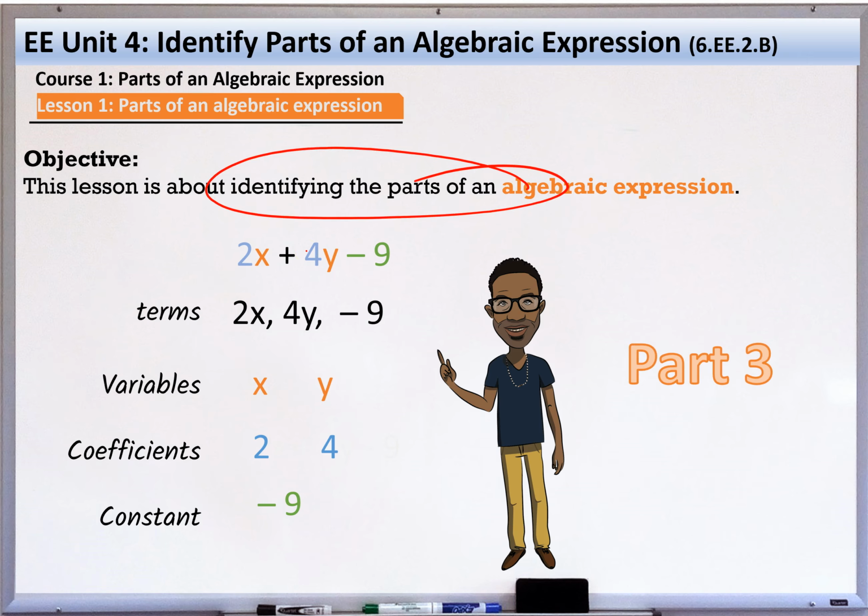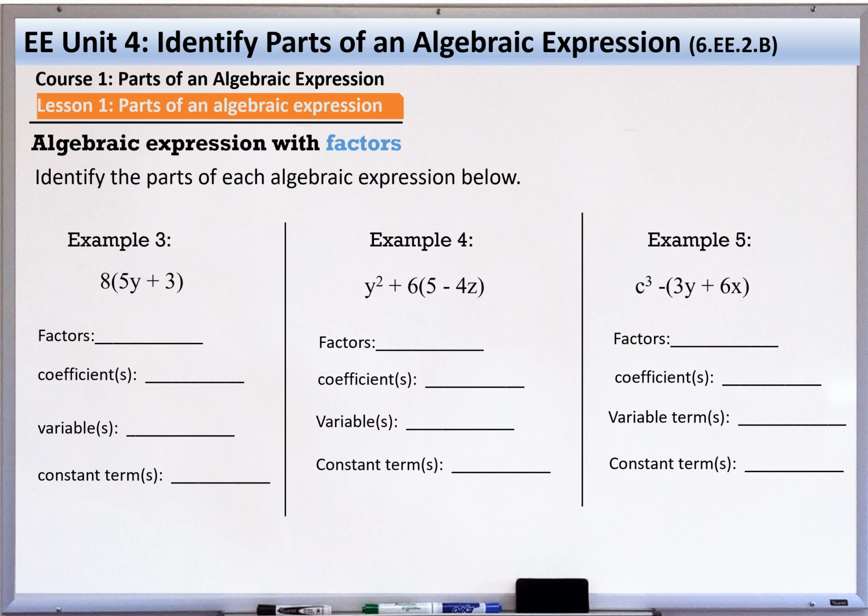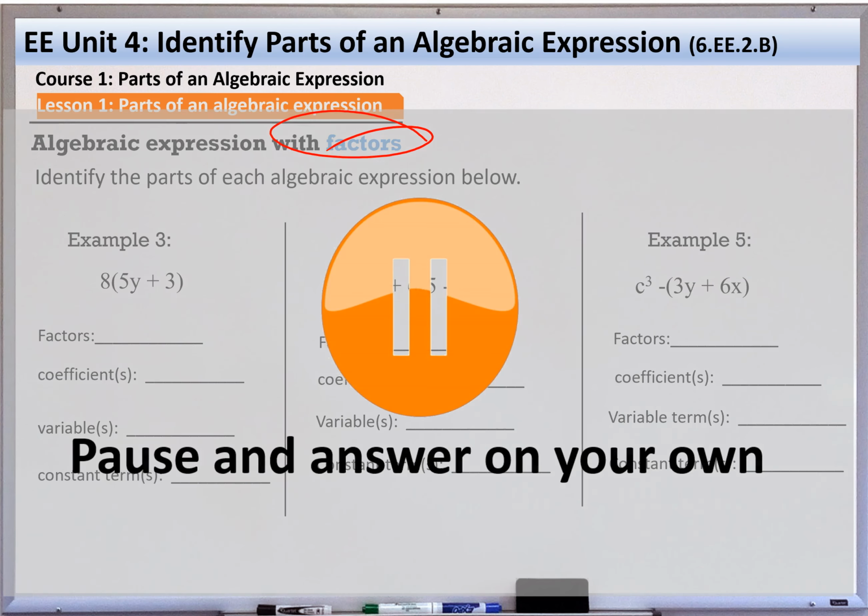A lot of vocabulary. Hope you're taking good notes, and we'll be sure to practice this afterwards, but just make sure you're taking good notes. Let's get started. Remember we talked about factors in the last video. So we have to make sure we understand that we also have factors in algebraic expressions. Hope during the pause you went ahead and did this, but go ahead and pause it if you haven't, and come back and let's check some answers together.